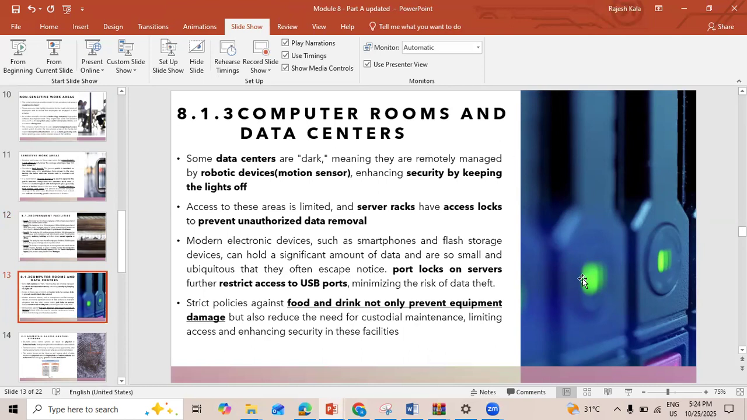Then there will be server racks. You have seen server racks in the Cisco lab, right? In the server racks, we keep all the network devices and we physically lock the server rack, using lock and key to prevent unauthorized people from taking the server or tampering with it. Then we have port locks on servers. The servers have different ports. We will block some ports to avoid somebody connecting a flash or USB device into that port and collecting the data.